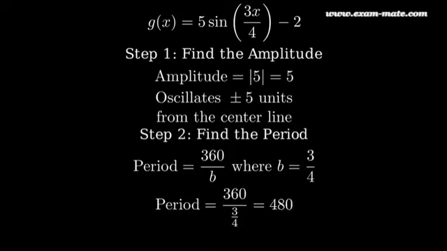Now, let's sketch the graph. We'll create a coordinate system from -180 degrees to +180 degrees. First, let's note that the -2 in our function shifts the entire graph down 2 units, so our center line will be at y = -2.